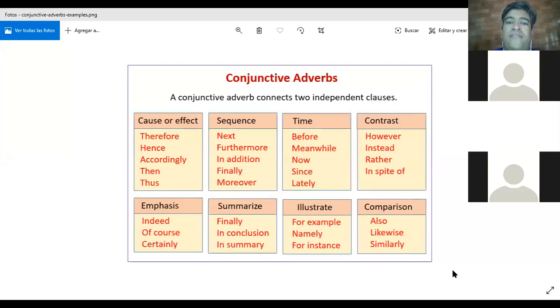Yes, those are conjunctive adverbs. This type of conjunctive adverbs, they have different uses, okay? A ellos también se les llaman transition signals o palabras de transición, okay? Estas palabras de transición o adverbios conjuntivos los podemos utilizar to show cause or effect, sequence, time, contrast, emphasis, summarize, illustrate, comparison. Esos son los tipos de conjunctive adverbs o transition signals or transition words. Okay, and let's continue with the presentation so we can finish.